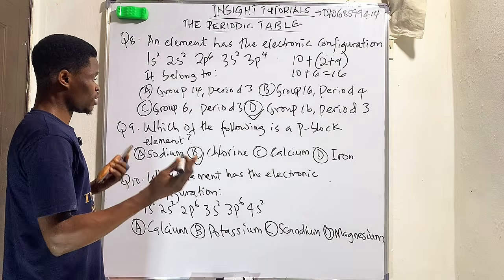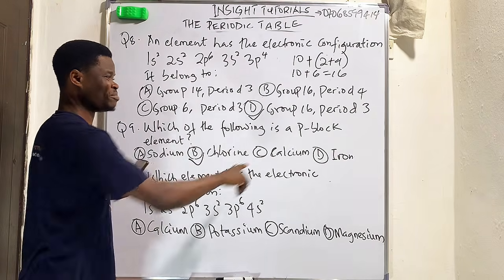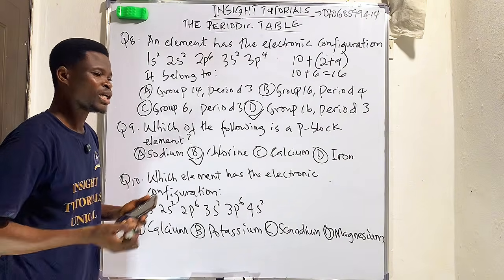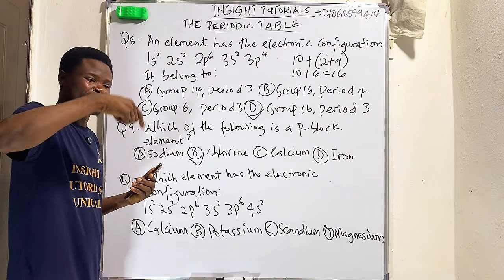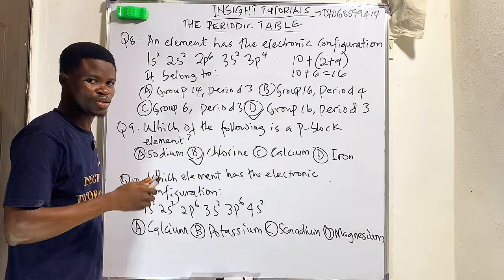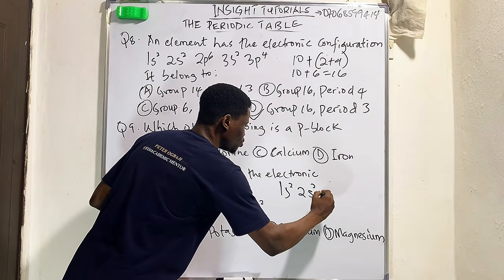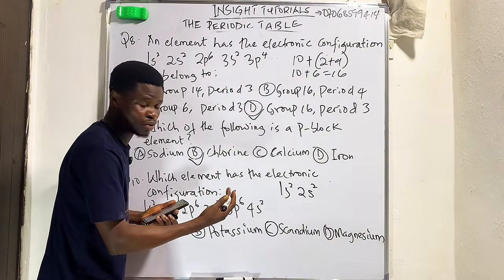Why is it chlorine? Let us see why it is chlorine based on the p block, because the block of an element, I say, is determined by what? The subshell that is carrying its last electron. So if we write 1s2, 2s2, we're doing the electronic configuration of chlorine now.